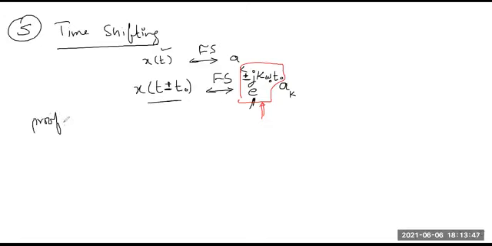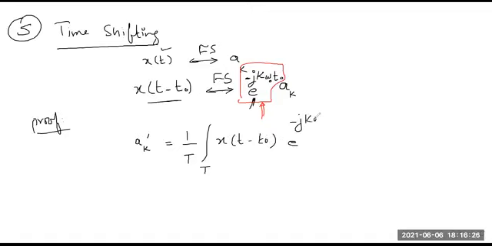Now, what is the proof of this property? Let's find out what the Fourier coefficient of this signal is. I am going to go back to the equation that I want to prove. I want to prove this result. And once you understand this, you can easily prove this for x of t plus t naught. So again, I am going to represent the Fourier coefficient of this signal as ak dash. So what will be the expression for ak dash? Ak dash will be calculated based on this result. So 1 over t, integration over t, and the signal is x of t minus t naught. So we have e power minus j k omega naught t.